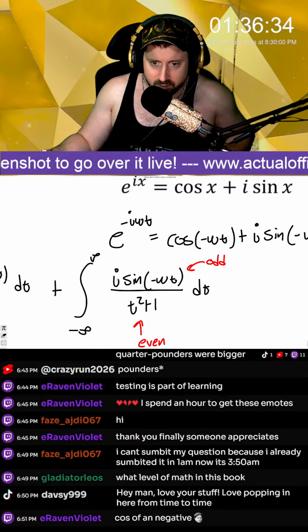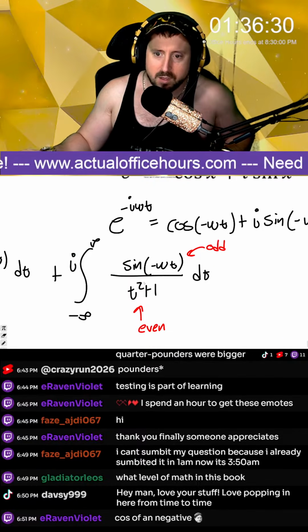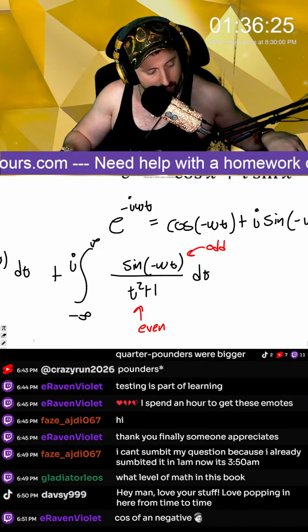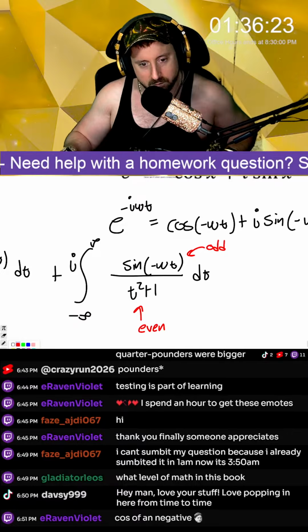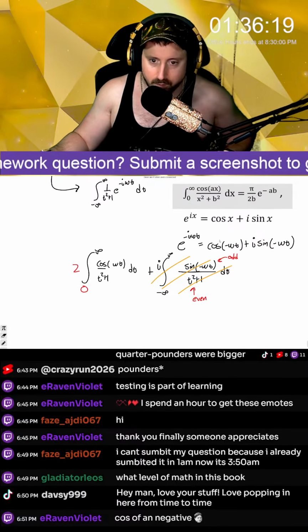Not for the integral, no. Right? Because i is just a constant, I can just pull i out. So integrating an odd function over negative infinity to infinity, this all goes to 0. Beautiful. Nice. Very cool.